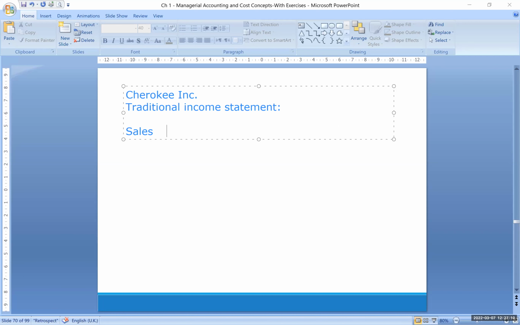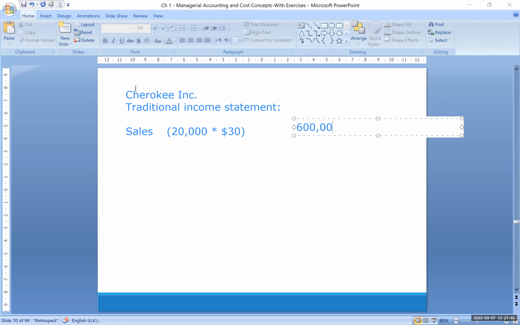From the question, the price is $30, and we sell 20,000 units, so 20,000 units multiplied by $30 equals $600,000.